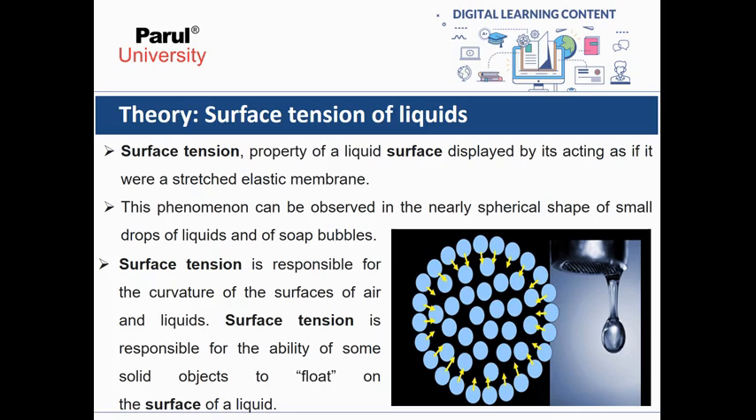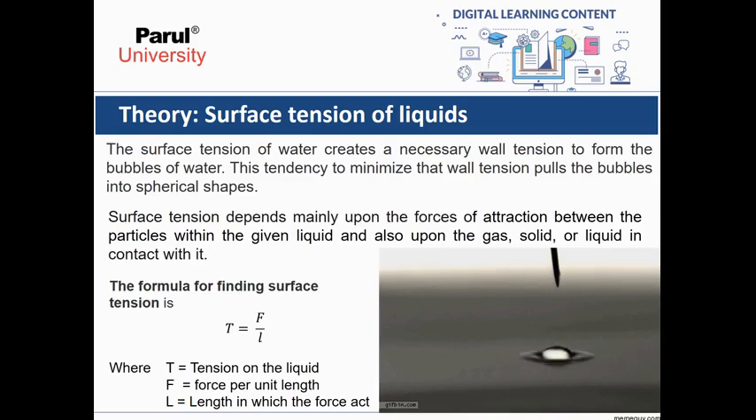Hence, in this diagram, we can see that surface tension is a property to reduce the surface area, as the molecules are attracted towards each other because of the presence of cohesive force. Hence, any liquid, when it falls, is in the form of a spherical shape. The surface tension of water creates the necessary wall tension to form the bubbles of water. This tendency to minimize that wall tension pulls the bubbles into spherical shapes.